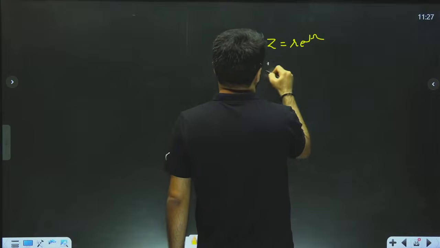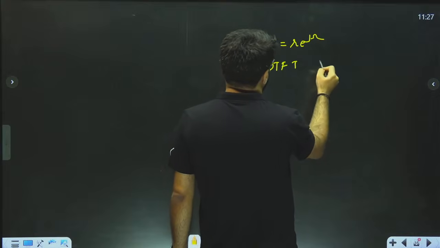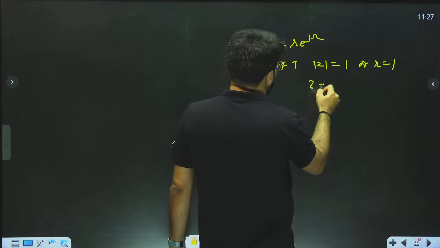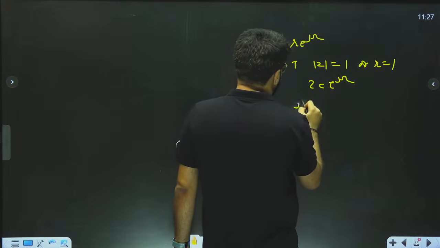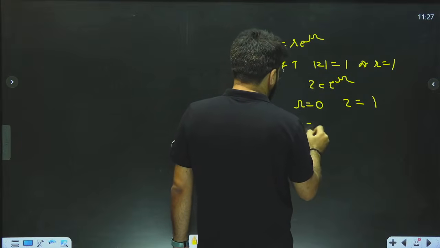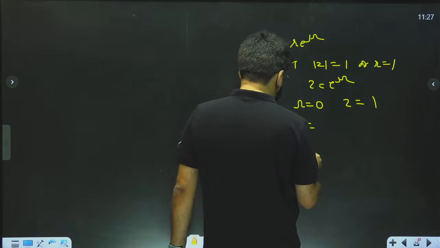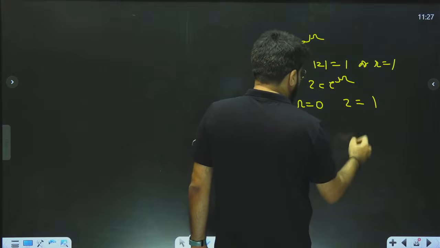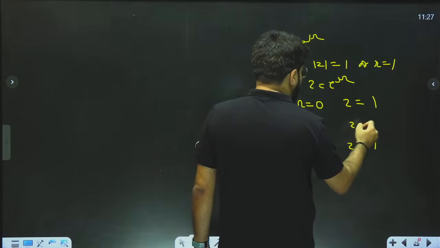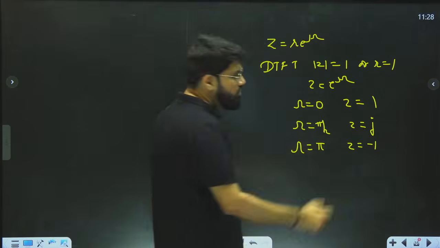R e power j omega, but DTFT is calculated on the unit circle, mod Z equal to 1 or R equal to 1, Z equal to e power j omega. So when you use omega 0, low frequency, Z will be 1. When you use omega equal to pi, high frequency, e power j pi, Z will be minus 1. And when you use pi by 2, e power j pi by 2, Z will be equal to j. These are the values of Z you have to put.